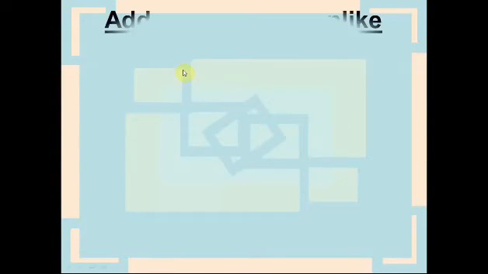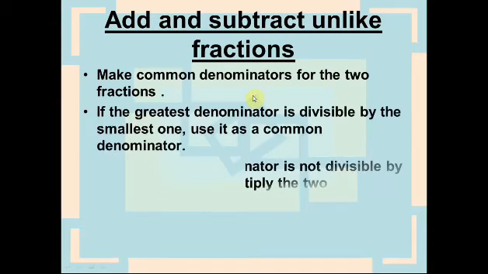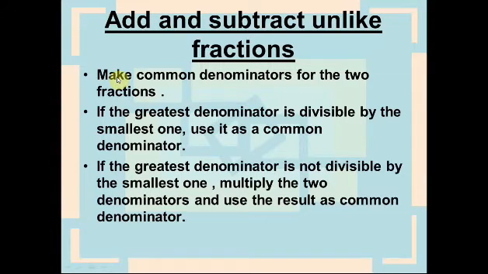Now, add and subtract unlike fractions. Unlike fractions are fractions that have different denominators. To add or subtract unlike fractions, we must make a common denominator for the two fractions.